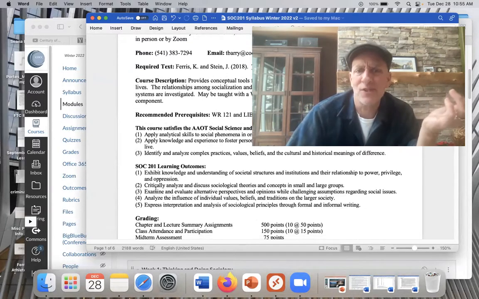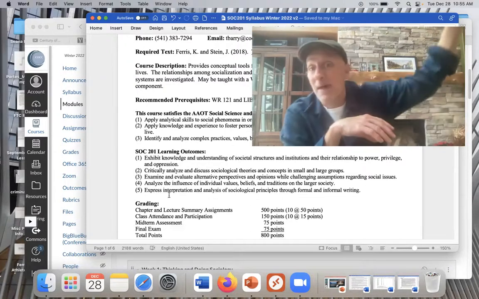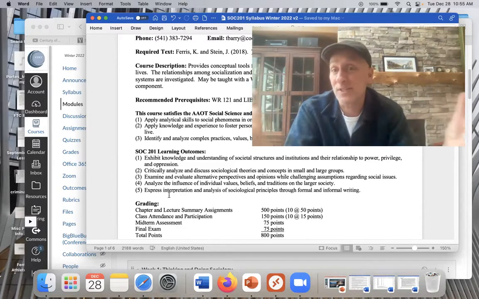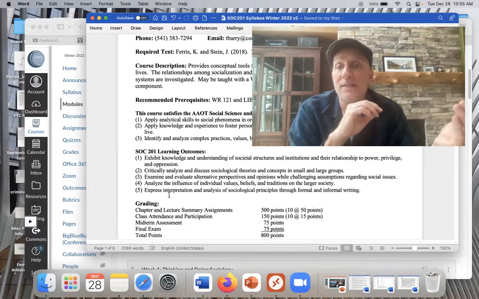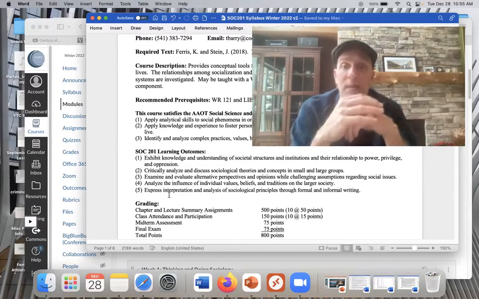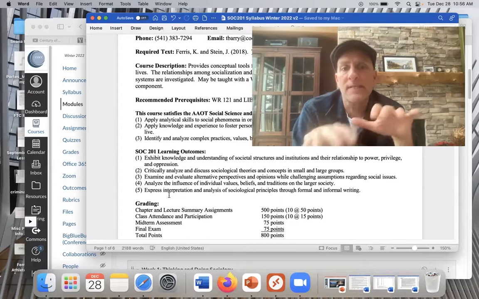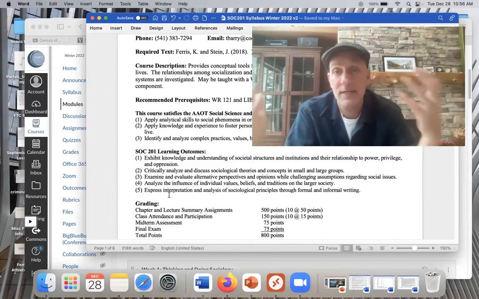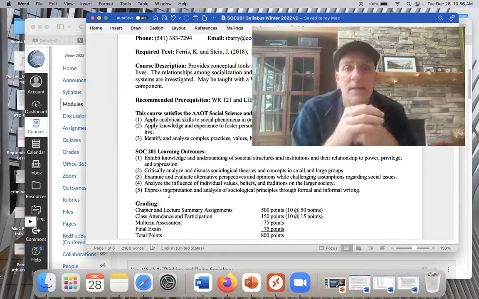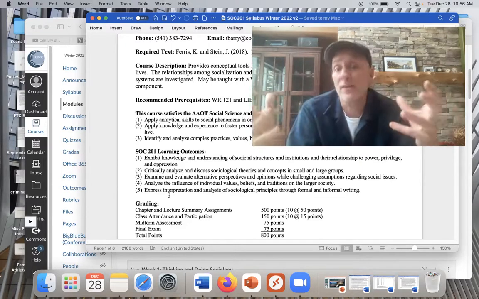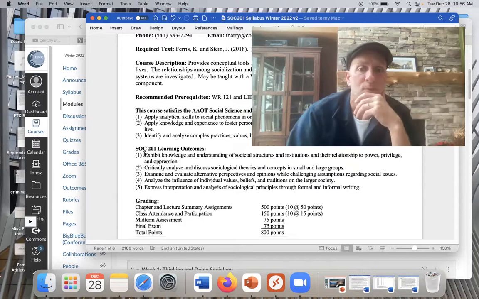More specifically about sociology, our general outcomes for the class are to examine the macro level, societal structures and institutions, and their relationship to systems of power, privilege, and inequality. That's a big part of sociology. Second is to critically analyze our theories. We have 3 main theories. There's a lot more nuance than that, but in an intro class, we get into the 3 main branches of theories. We also examine different perspectives and ways of looking at the social world, challenging our own assumptions, analyzing the influence of values, traditions, and beliefs on human behavior and larger society, and doing a lot of this work by investigating sociology through formal and informal writing.